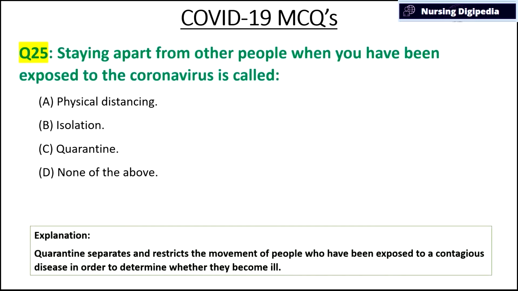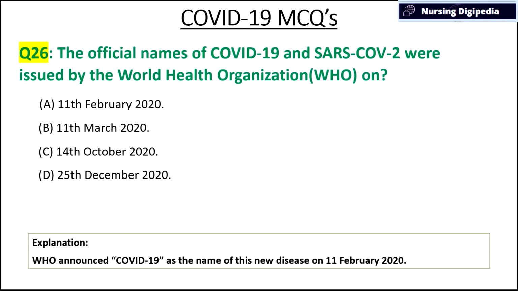Question 25. Staying apart from other people when you have been exposed to the coronavirus is called A. Physical distancing, B. Isolation, C. Quarantine, D. None of the above. And the answer is C. Quarantine separates and restricts the movement of people who have been exposed to a contagious disease in order to determine whether they become ill.